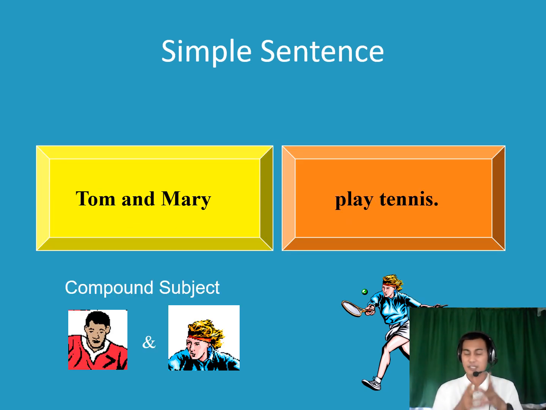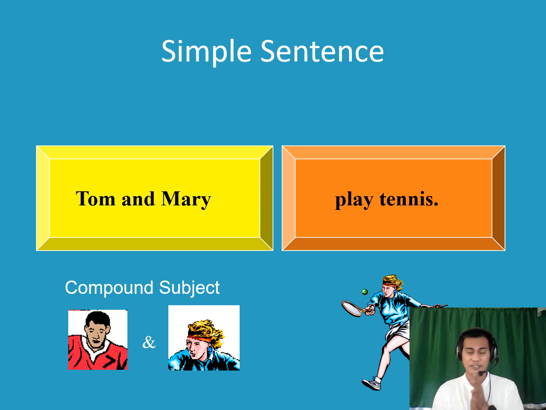Now, this can also be a simple sentence. Like I said, it doesn't matter how many do the action or how many actions are being done, as long as the thought is just one. So this is still considered a simple sentence. Like here, Tom and Mary play tennis. What's the subject? Who play tennis? That's Tom and Mary. That's not just Mary alone. There are now two subjects. So that's a compound subject.